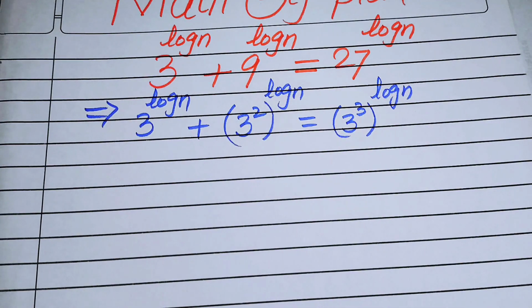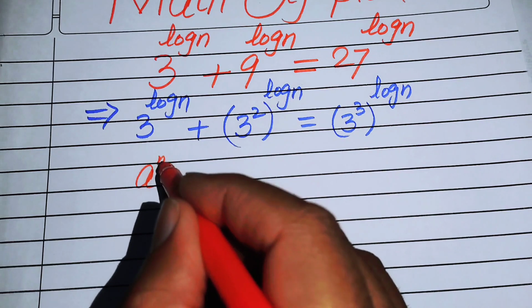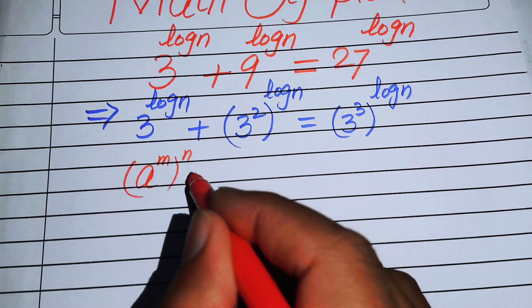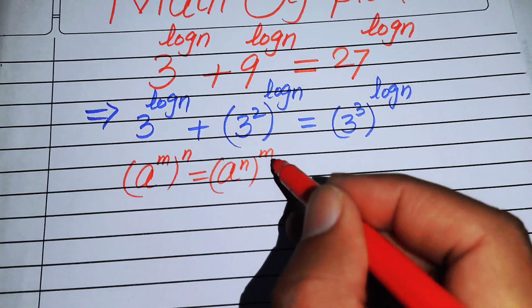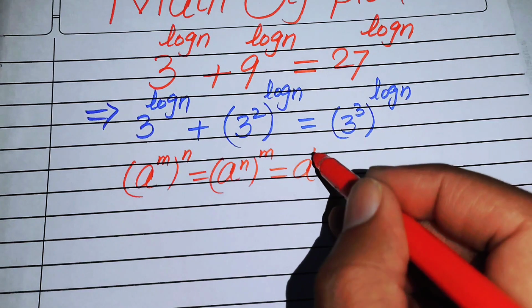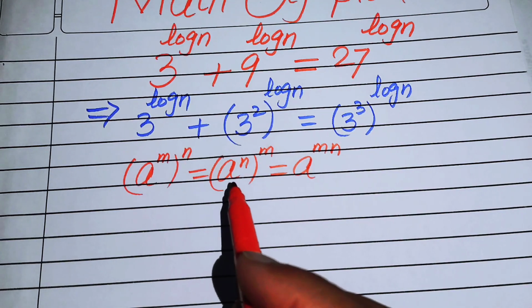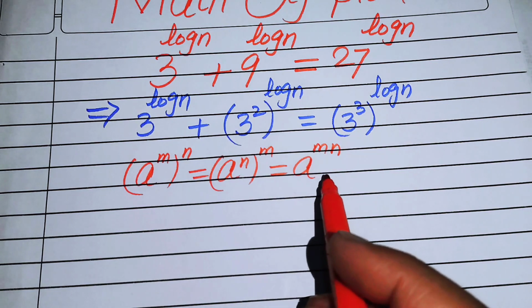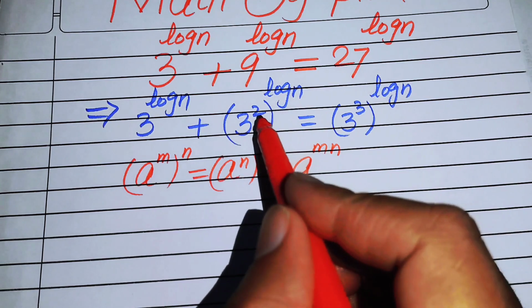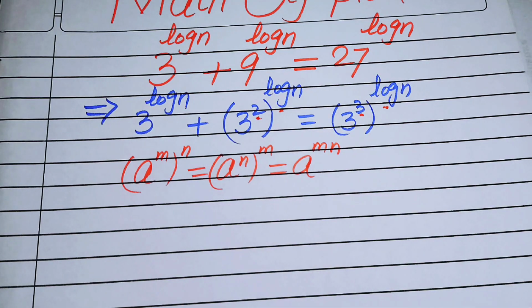Now in the next step we will use the nice exponential law on the left and right hand side. You know that if we have a to the power of m to the power of n, it equals a to the power of n to the power of m, which equals a to the power of m times n. It means that if we interchange these two exponents, it cannot affect our final answer. So we need to interchange these two exponents and these two exponents as well.